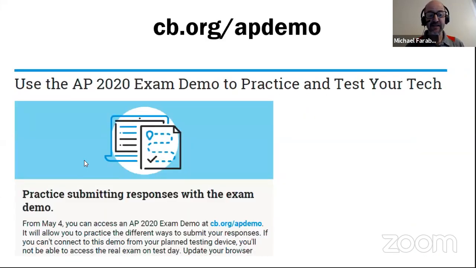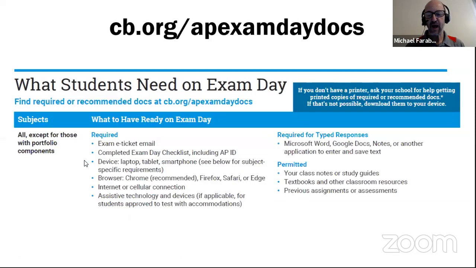You can go to cb.org/AP-demo, and then you can try lots of different forms and see what feels comfortable to you so you can prepare for what you're going to do on the day of the exam. So again, that's important practice.